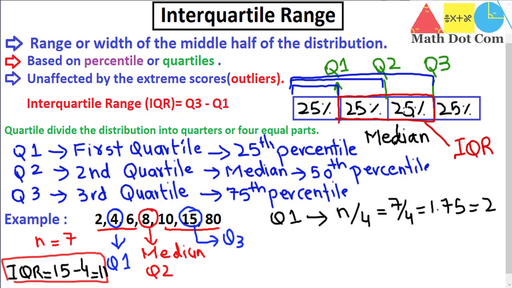So this is basically telling you the location of the Q1. This is not the value of the Q1. This is the location of the Q1. And you have to pick the value from the given data set.